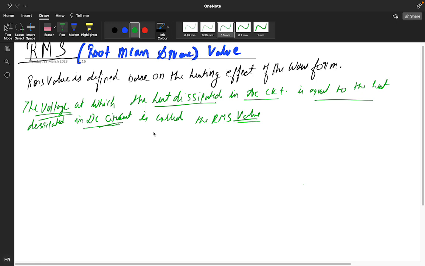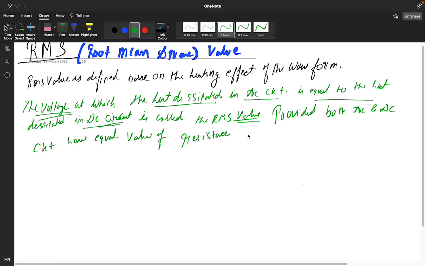See, provided both AC and DC circuit have equal value of resistance and are operated in the same time interval, this is your RMS value.